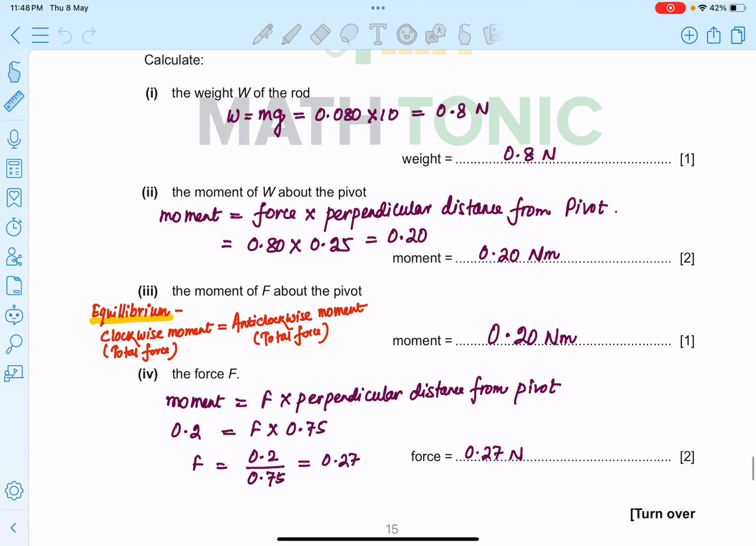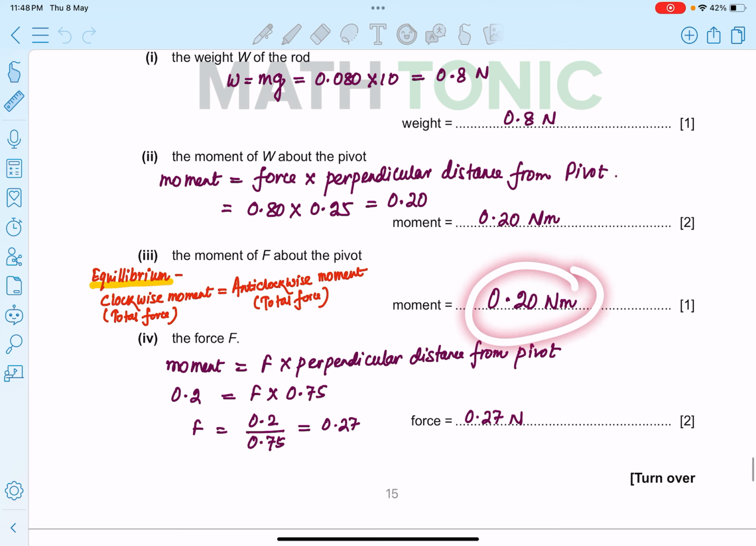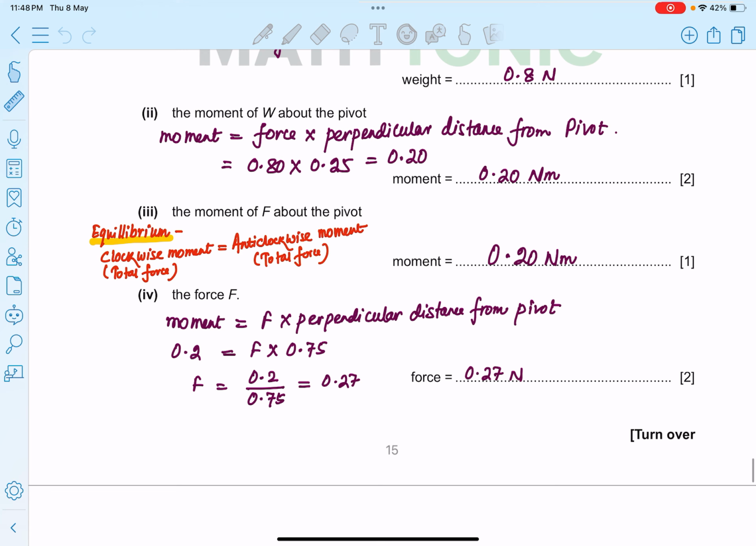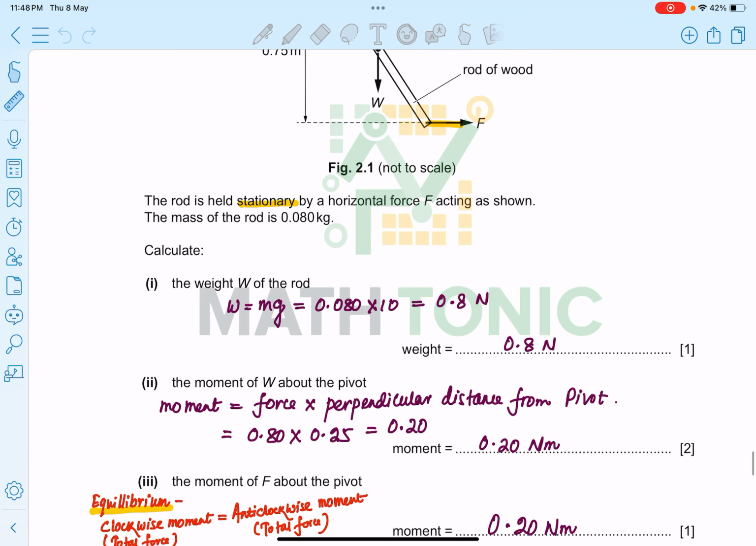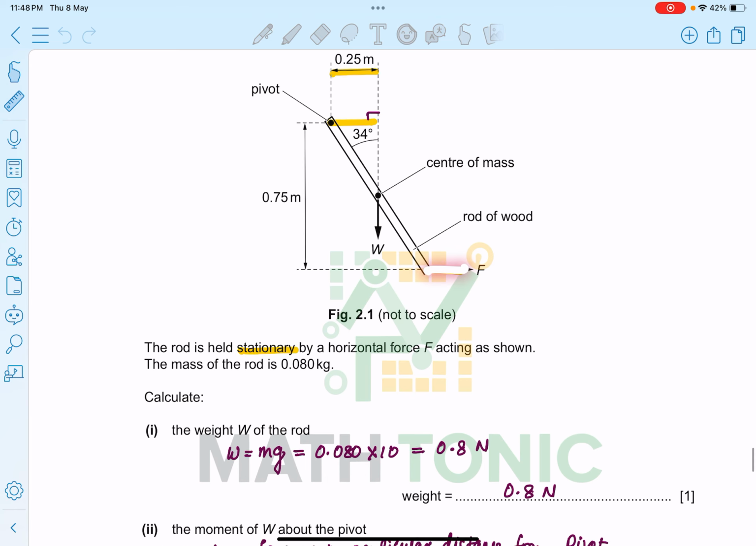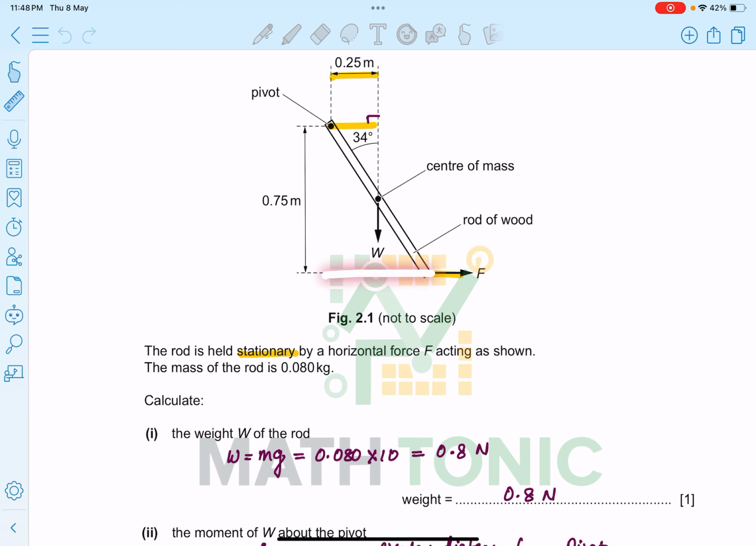So already we got the moment. What did we get? We got about 0.20 Newton meter. So this moment also will be 0.20 Newton meter. How do we find the force F? Now we are asking about this one. Remember, if this is the force we are talking about, then the perpendicular distance from the pivot will be 0.75 meter.